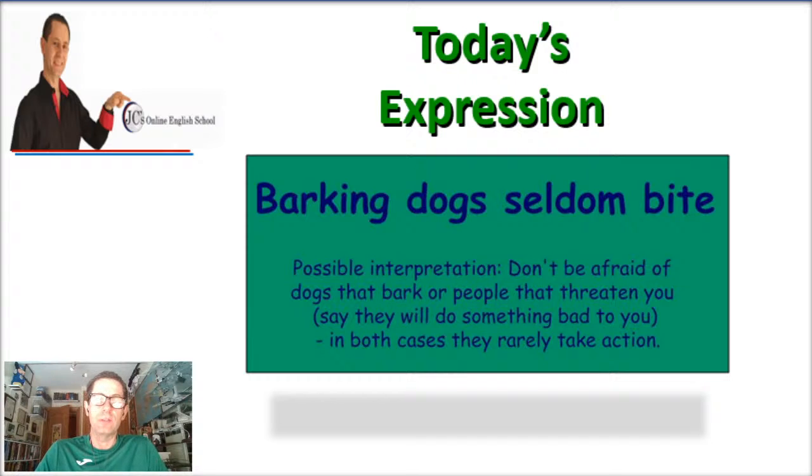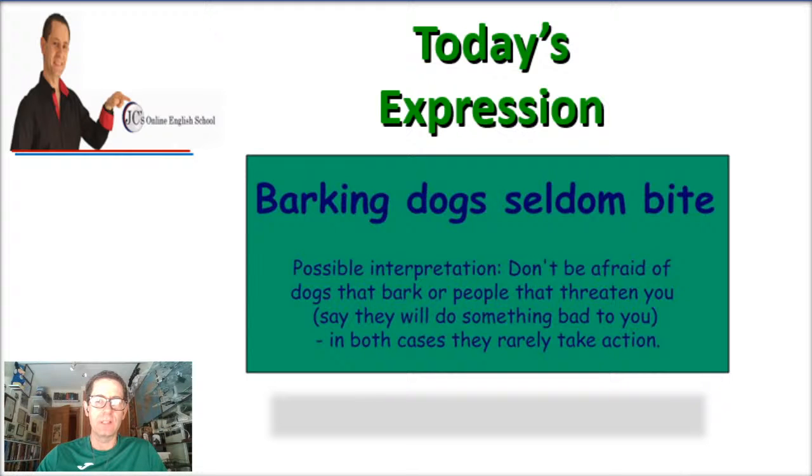When they threaten you, they will say, I'm going to do this or I'm going to do that. But in both cases, they rarely take action. People who say, I'm going to do this, I'm going to do that, normally don't do anything. And dogs that bark a lot normally don't bite. So again, the expression is barking dogs seldom bite.